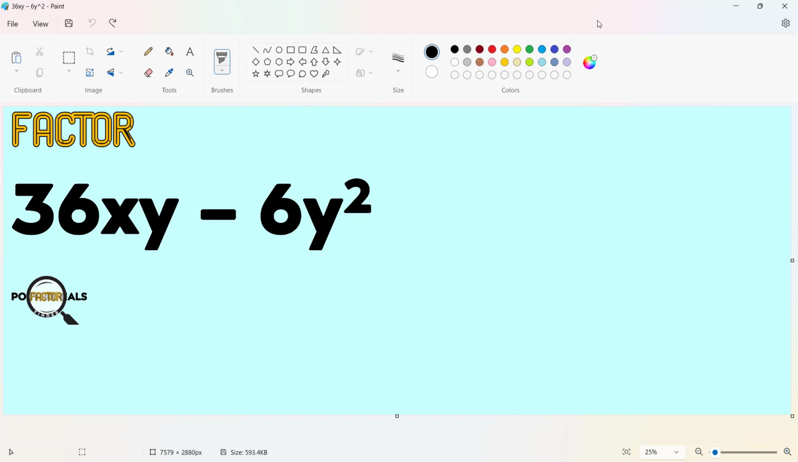It's either a difference of two squares, difference of two cubes, or sum of two cubes, or if it doesn't fit with any criteria, then we end our process. So for this, we have two terms as mentioned. We have 36xy minus 6y squared. We are going to take the common factor first of the numerical coefficients 36 and 6. With this, we are going to factor out their common factor, and we know that their common factor is 6. In short, we take out 6.